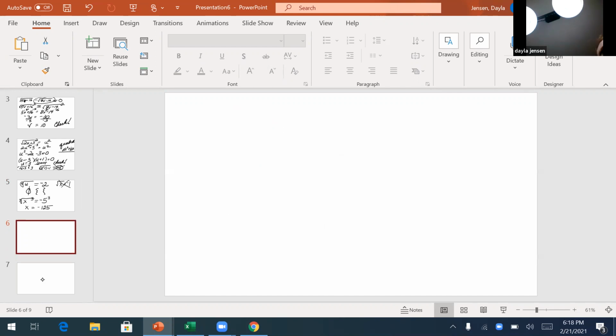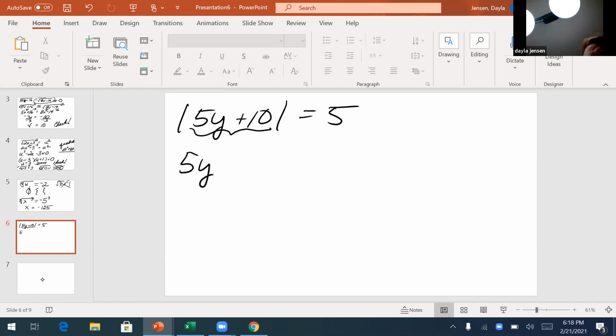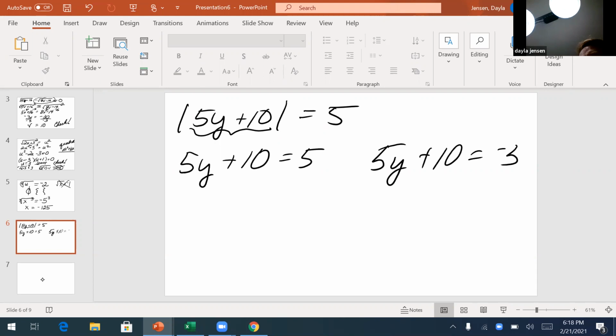Now let's look at some absolute values. The first type is |5y + 10| = 5. Now, remember what absolute value means. It means distance from zero. It's going to be a positive number. So whatever 5y + 10 is, after I take the absolute value of it, I'm going to get 5. So it could be 5, or it could be -5, because the absolute value of -5 is also 5. So solve both of these.